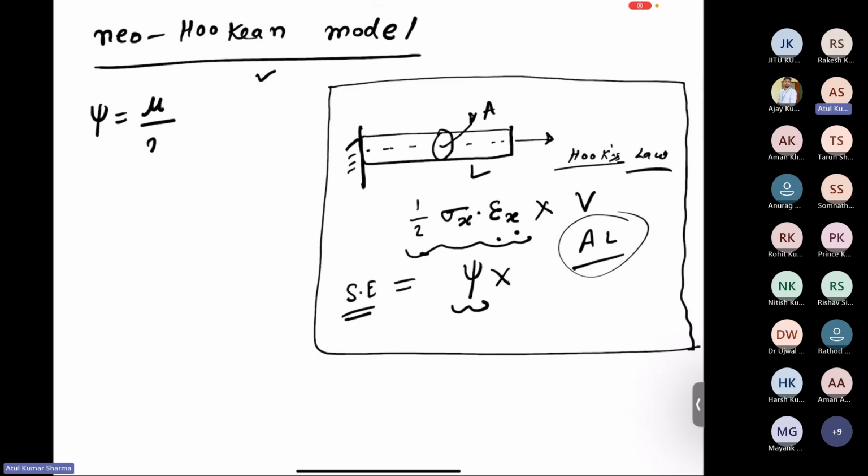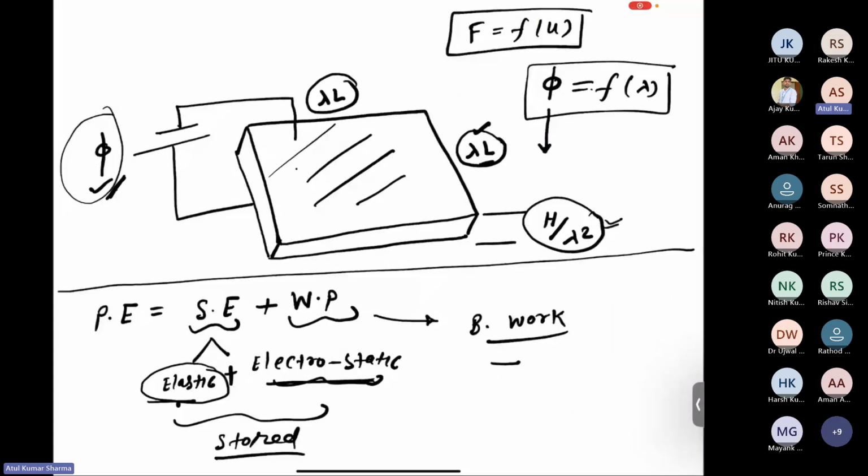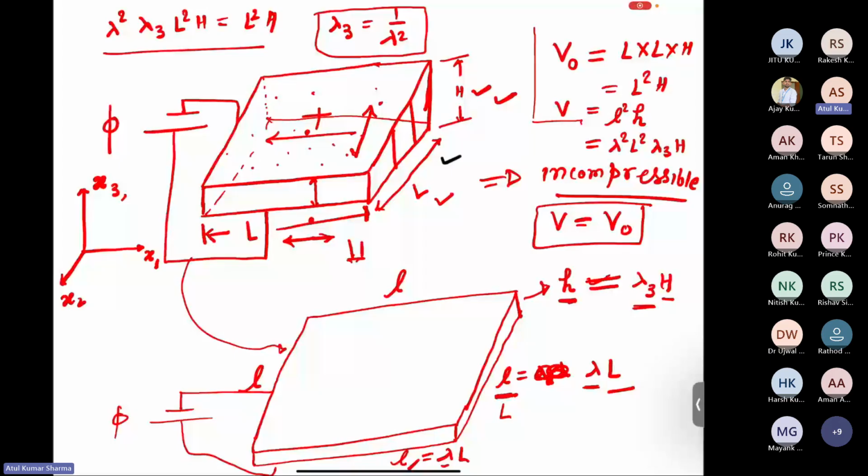is given in this format: mu upon 2 times lambda 1 square plus lambda 2 square plus lambda 3 square minus 3. I will tell you what the parameters are. This is the expression for the strain energy density for the dielectric elastomer that we have considered. What are lambda 1, lambda 2, lambda 3? These are the stretch values in the three principal directions. Here the three principal directions are x1, x2 and x3.